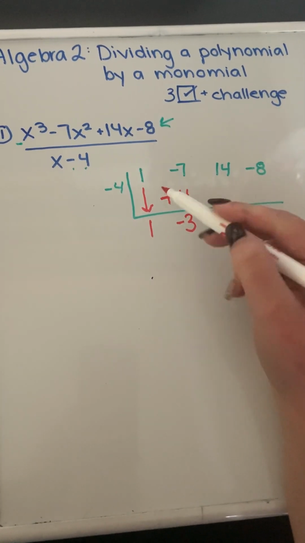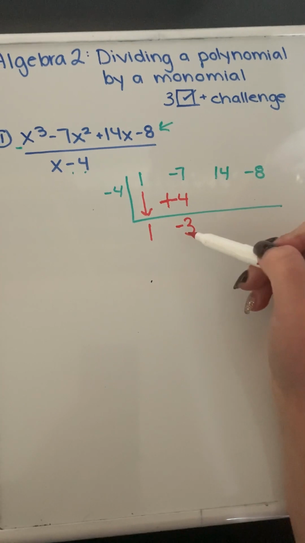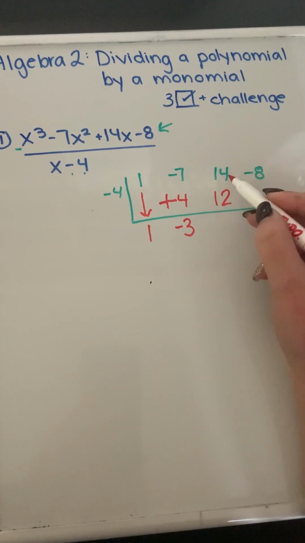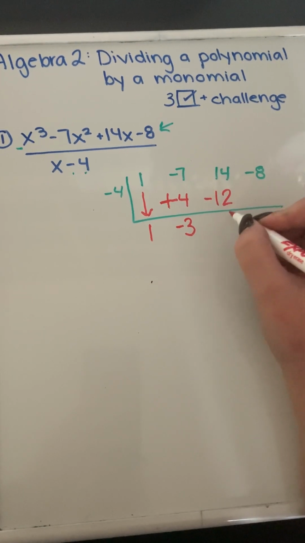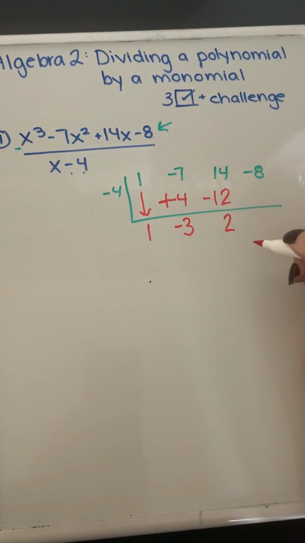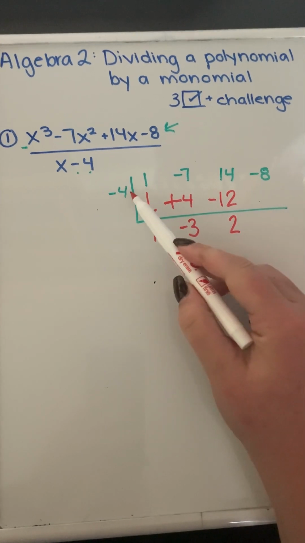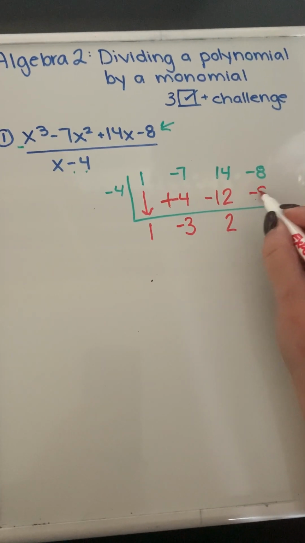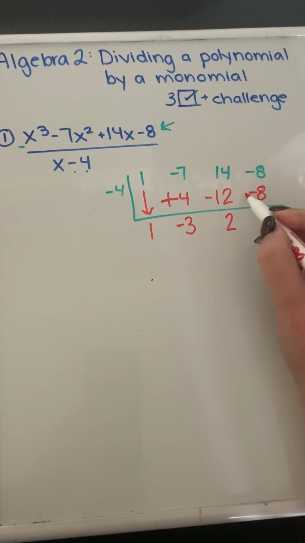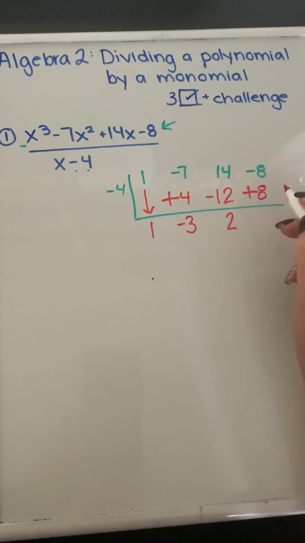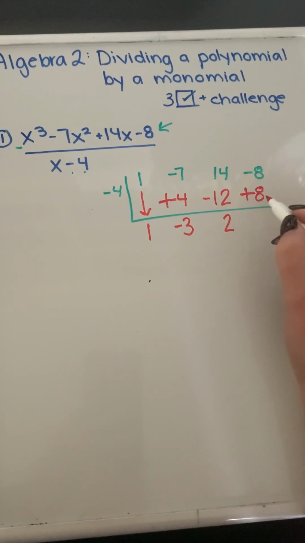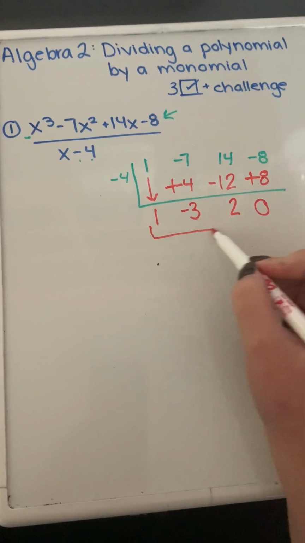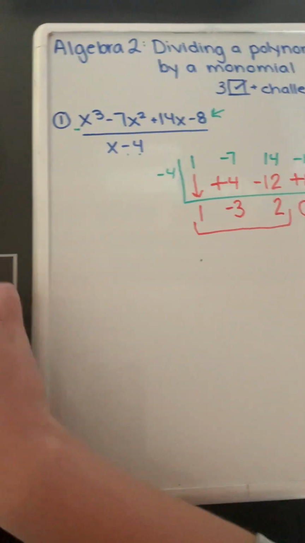And to find the next value, negative 4 times negative 3 is a positive 12. 14 minus 12 is 2. Then we're going to multiply negative 4 times 2, which is negative 8. Negative 8 minus negative 8 turns into a positive 8, so negative 8 plus 8 is 0. Then we're going to take these values and rewrite them.